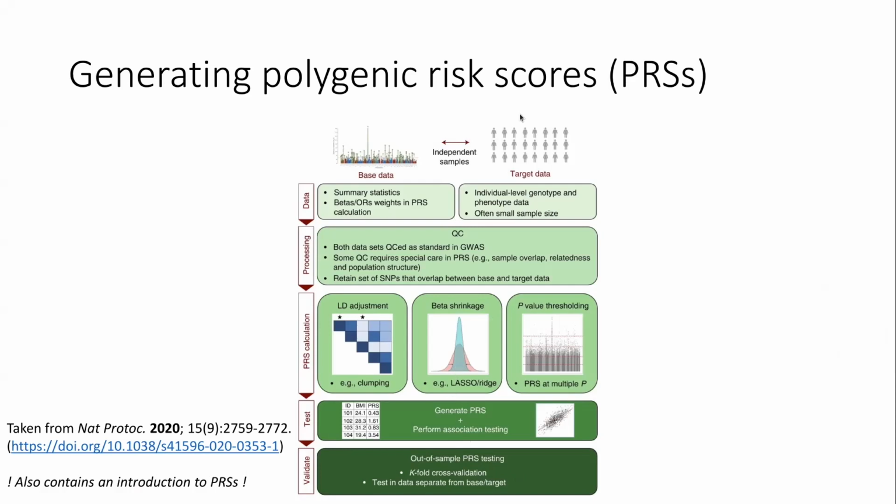This is the central figure from that paper, and you read it from top to bottom. On the top you see that we have base data and we have target data. Target data in our case is the Netherlands Twin Register, but you could also fill out an individual over here or maybe a different study that you're working on. And the base data is a publication on a genome-wide association study of your trait of interest.